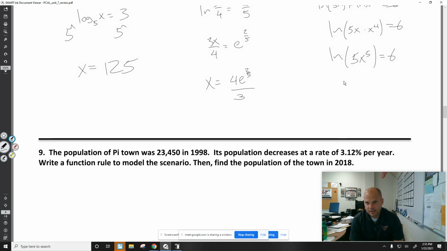E to the power of both sides. I get 5x to the 5th equals e to the 6th. I divide by 5 and then 5th root it. So e to the 6th over 5 to the 1/5.